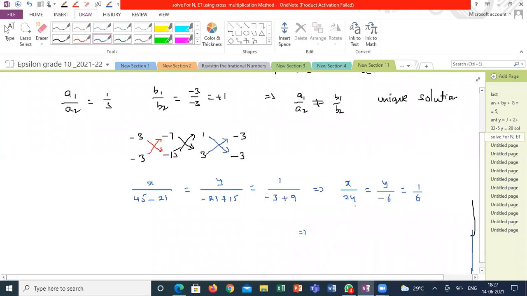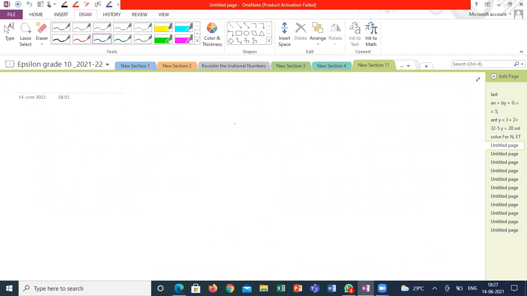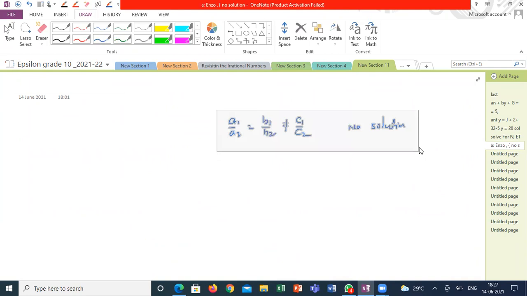So what? No solution, sir. If I get a situation where A1 by A2 is equal to B1 by B2 and not equal to C1 by C2, then there is no solution. So the given pair of linear equations doesn't have any solution. So no need to solve, no need to apply any method. Okay, sir.